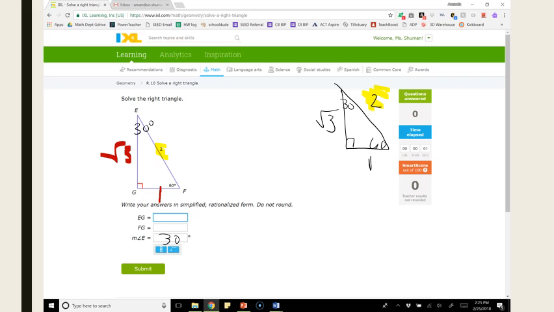So if they want us to find EG, it should be square root of 3, and FG should be 1.